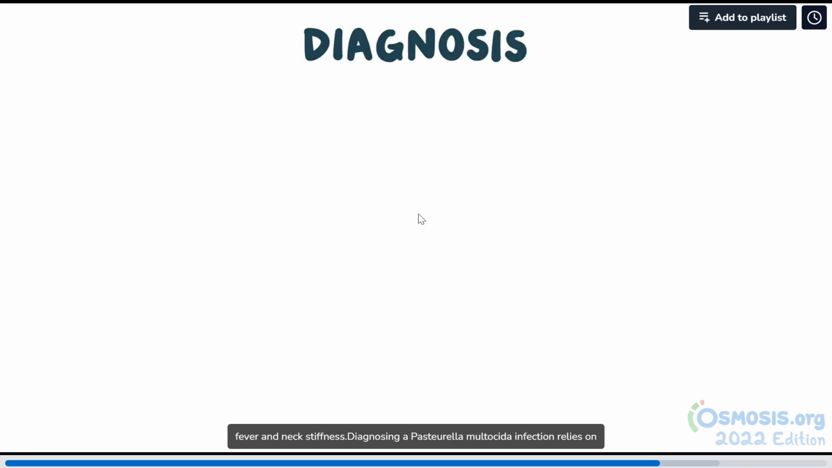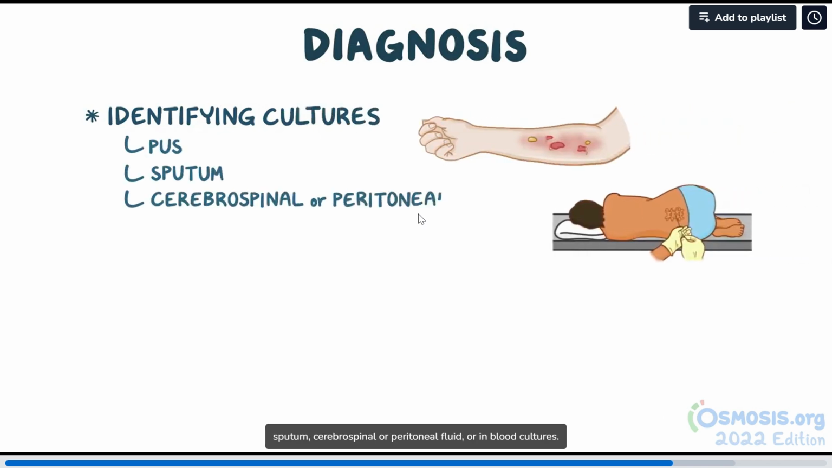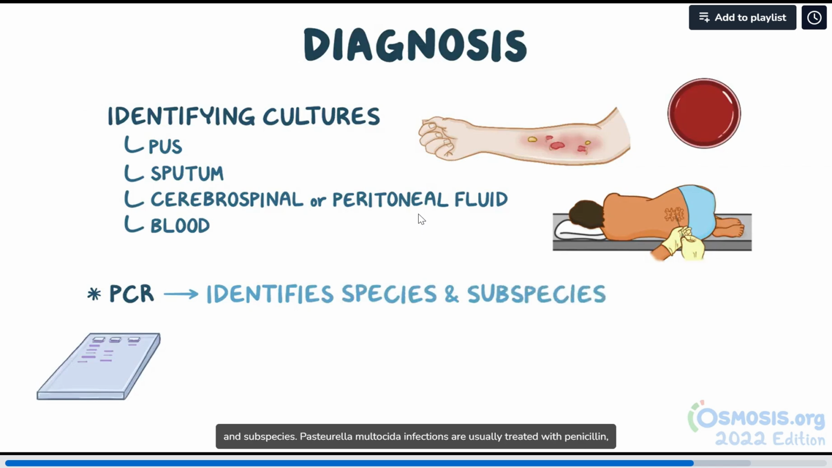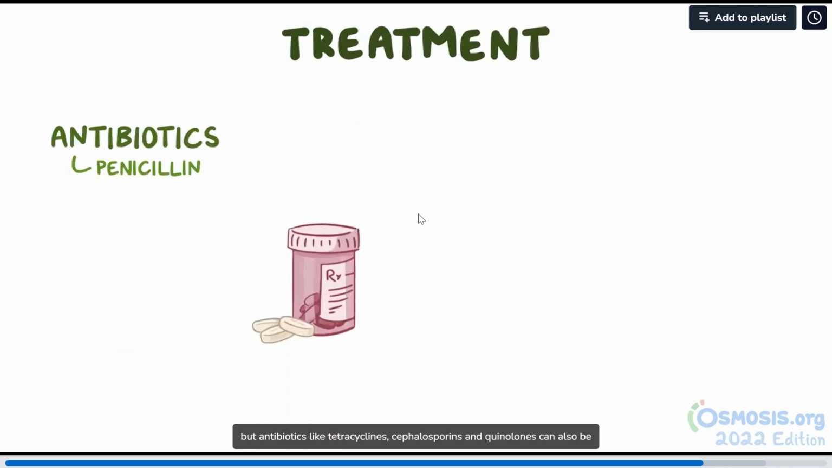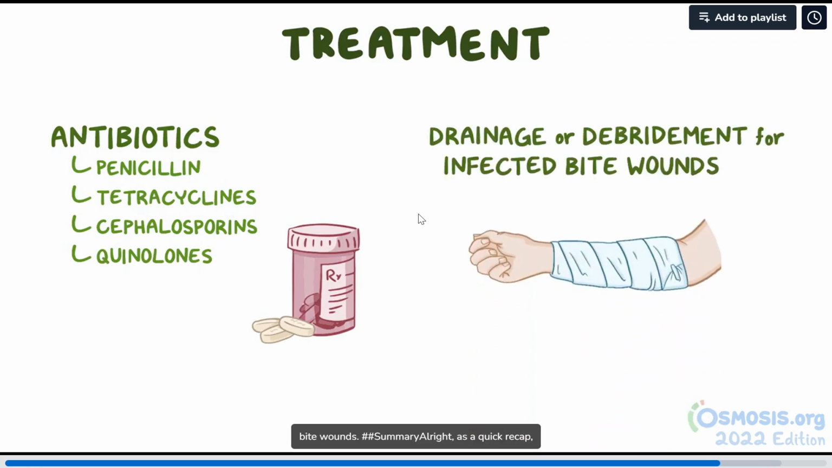Diagnosing a Pasteurella multocida infection relies on identifying Pasteurella multocida in cultures from pus, sputum, cerebrospinal, or peritoneal fluid, or in blood cultures. Alternatively, PCR can be done on these samples for a more specific result, and it identifies the exact infecting species and subspecies. Pasteurella multocida infections are usually treated with penicillin, but antibiotics like tetracyclines, cephalosporins, and quinolones can also be used. Additionally, drainage or debridement might be needed for infected bite wounds.